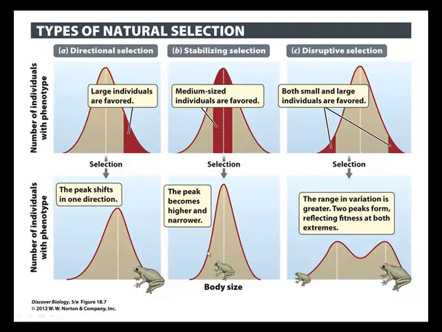And you can see the distribution has shifted. This bimodal distribution is disruptive, where you're selecting for both large and small. And I'll show you some real-life examples of this in class.